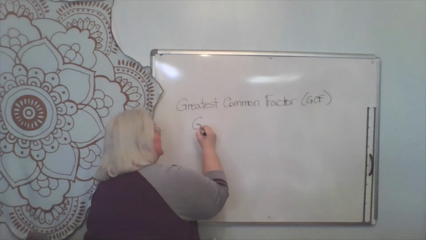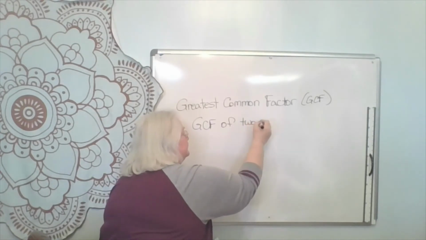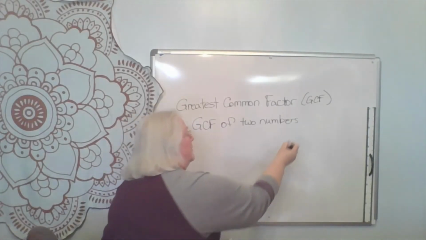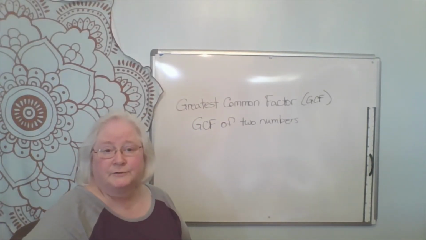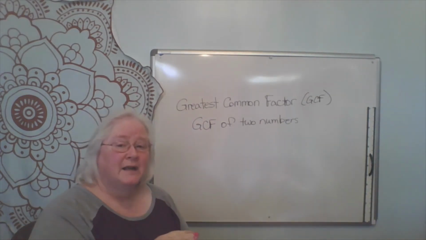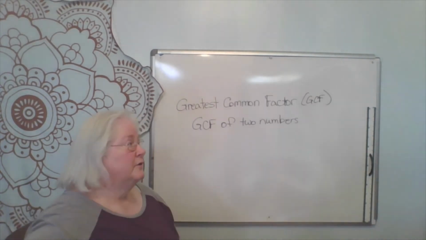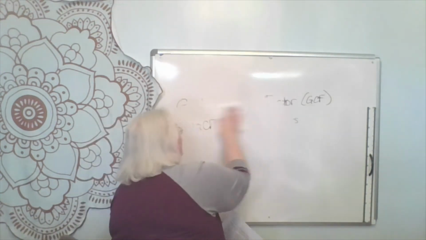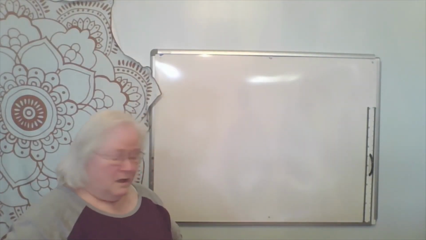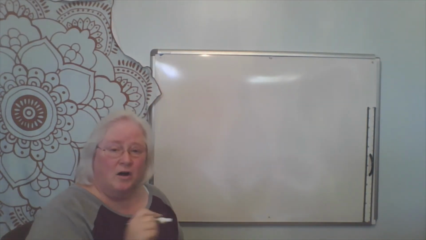So the GCF of two numbers. It's not very hard to remember what that is at all, is it? Because greatest common factor just means the greatest common factor between two numbers. That's all that means. So now we've got to learn how to find the greatest common factor. When you do this, the first step is to list all the factors.